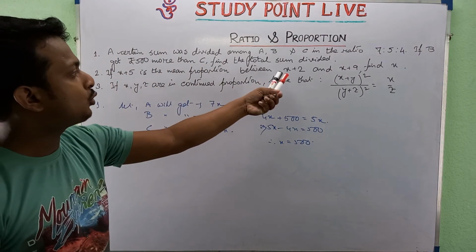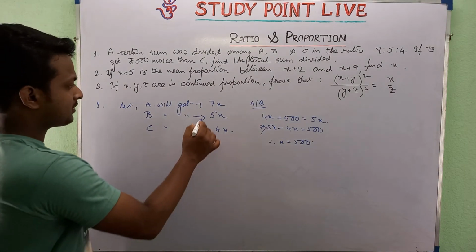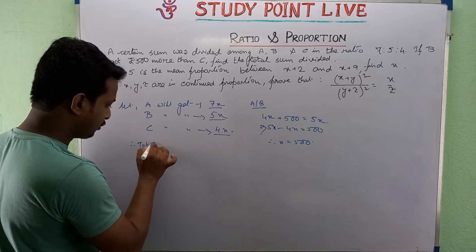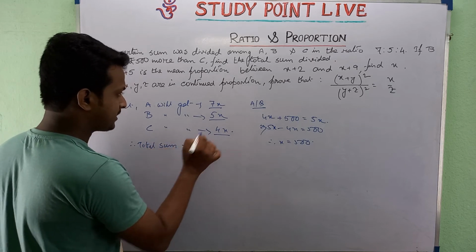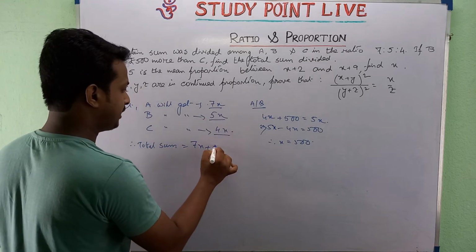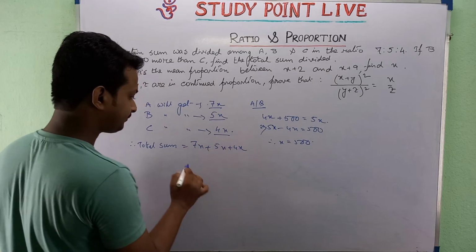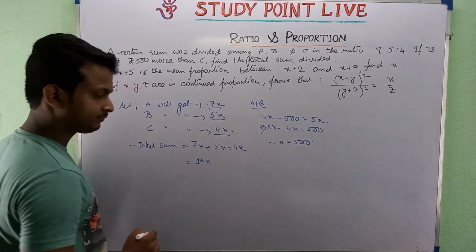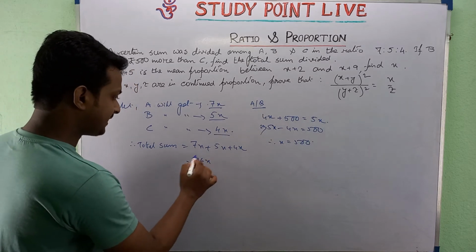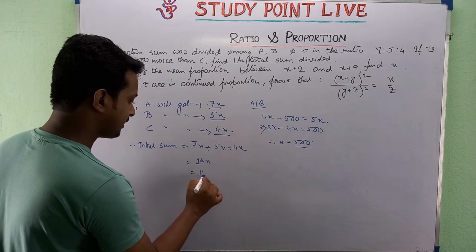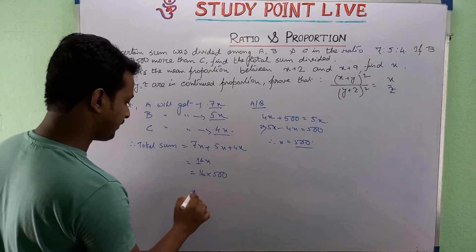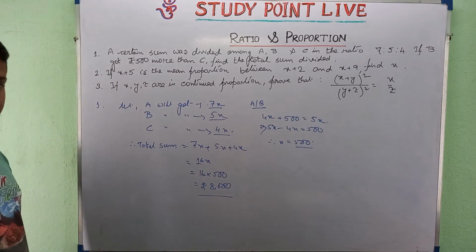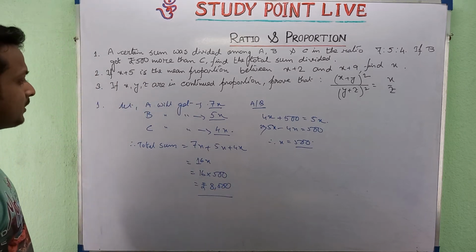Right. Find the total sum divided. See, what was the amount received by A, B and C? Therefore, what is the total sum? A got 7x, B got 5x and C got 4x. So it will be 16x. So the total sum, here x is 500, so 16 into 500, that is rupees 8,000. It was the total sum. Right? So, this is the answer of the first part.